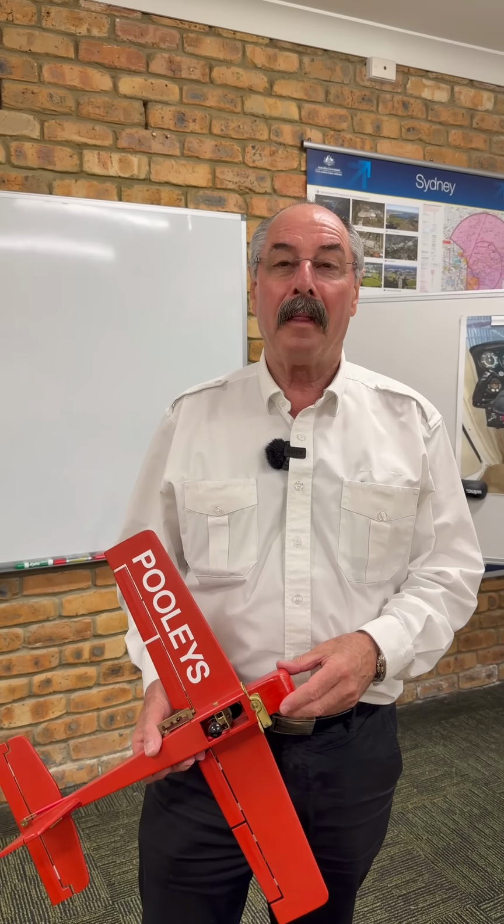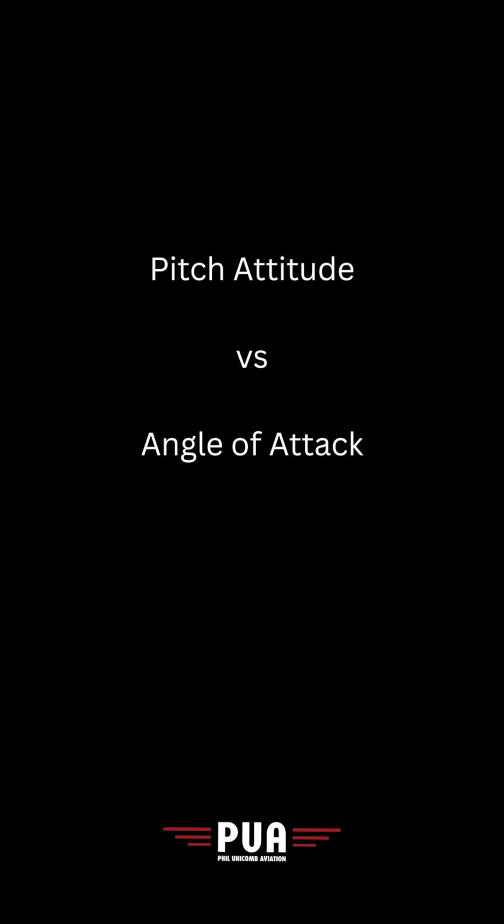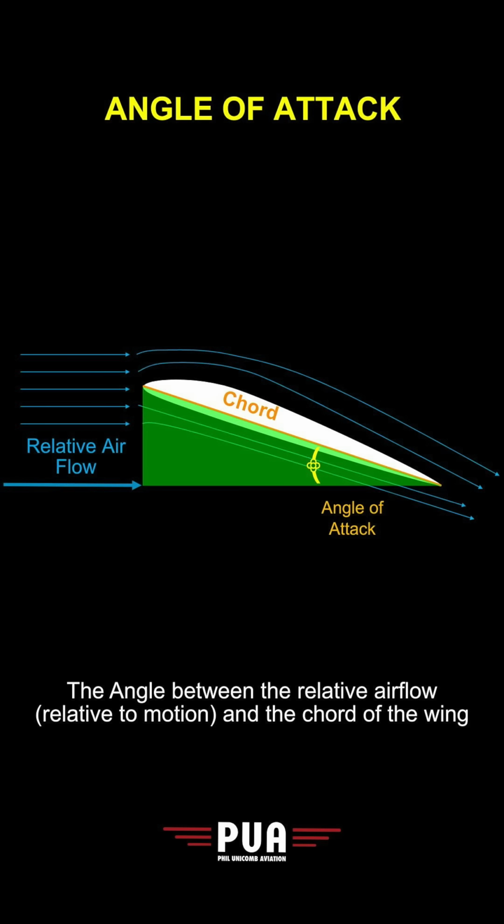It's very common that pilots confuse the definition of pitch attitude with angle of attack. It's very important not to confuse the difference between the two. Angle of attack is the angle between the chord line of the wing or aerofoil and the relative wind or relative airflow. What does that mean?